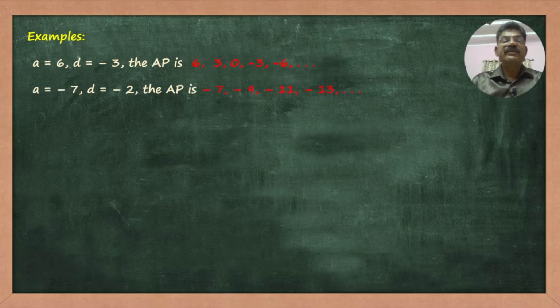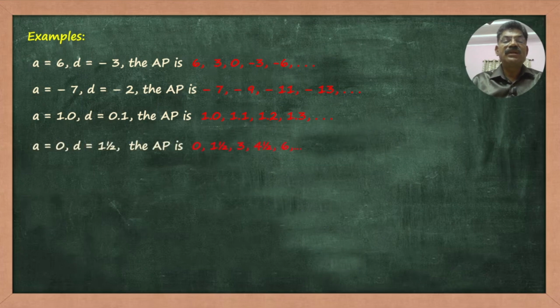A is equal to minus 7, D is equal to minus 2. The arithmetic progression is minus 7, minus 9, minus 11, minus 13 and so on. Each term you have to add minus 2 to get the next term. A is equal to 1.0, D is equal to 0.1. The corresponding AP is 1.0, 1.1, 1.2 and so on. A is equal to 0, D is equal to 1.5. So 0, 1.5, 3, 4.5, 6 and so on. A equal to 2, D equal to 0. This is a peculiar arithmetic progression because it is a constant sequence 2, 2, 2, 2 and so on.